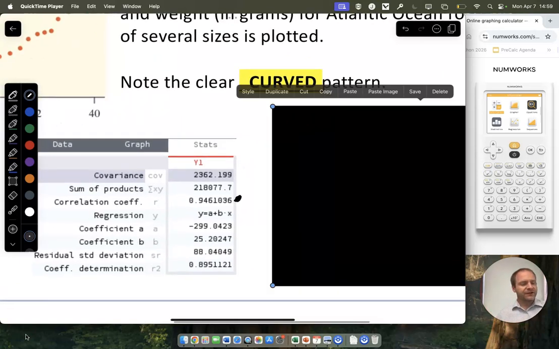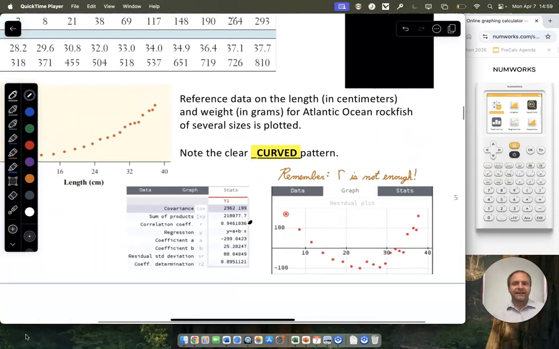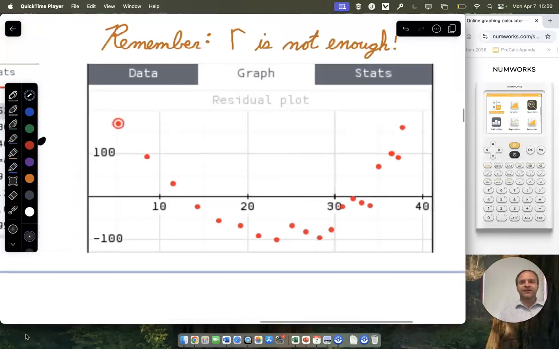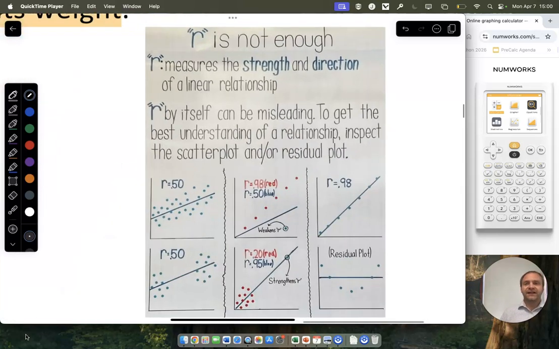However, let's look at the residual plot. The residual plot of that data, so we have the least squares regression line there, and I created the residual plot in NumWorks, and look at that. That is a curved pattern in the residual plot. So this is back to a chapter 3 concept. R is not enough. We can't just look at R to determine whether a relationship is linear or not. We have to look at all the information given to us. So in this case, I have to look at the residual plot. And in case you forgot, there is a poster that we have that says R is not enough, and we have the examples that show you.